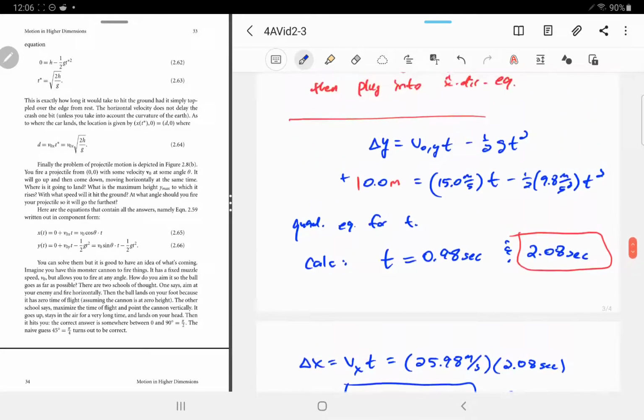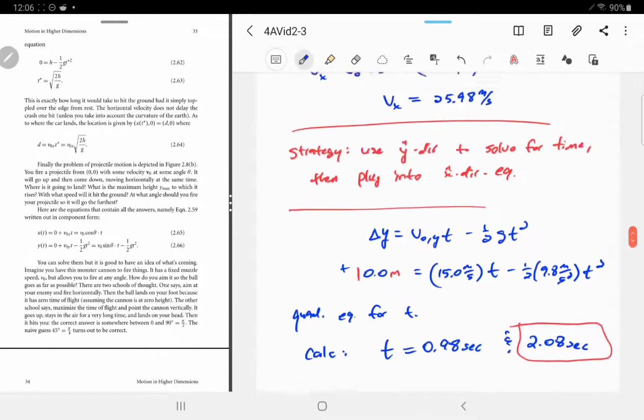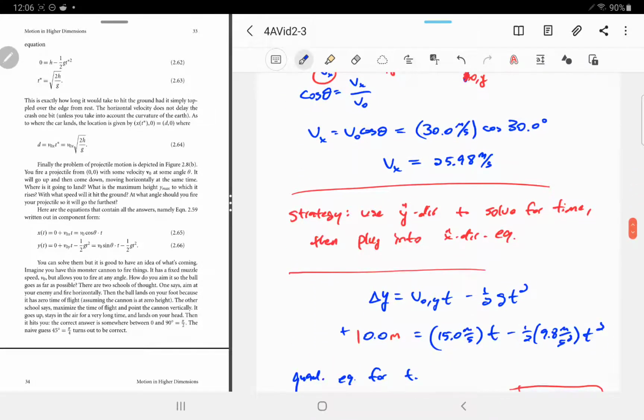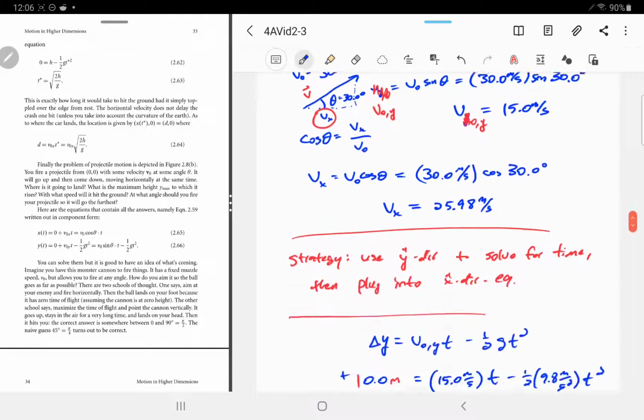Okay, so the strategy is pretty common. You use whatever you have more information about, you use that to solve for a couple more variables, often time, because that's the thing that's going to relate the x and the y directions.